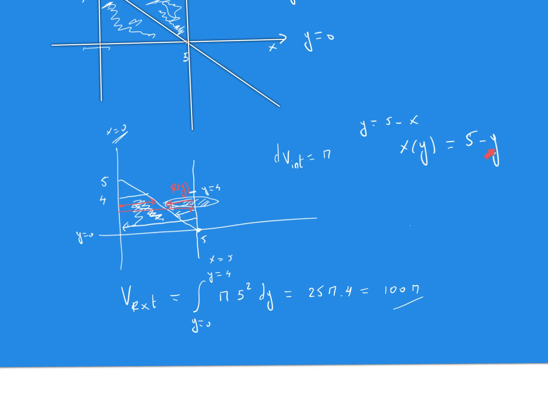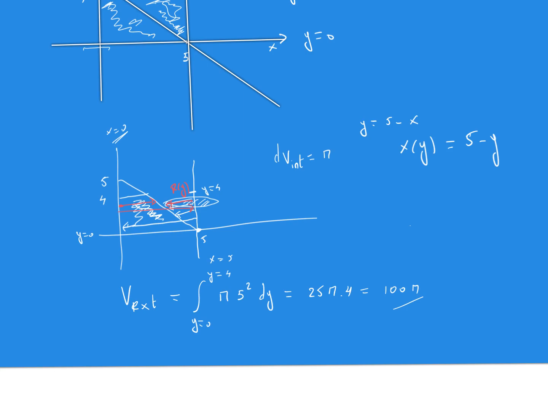When y equals 0, x equals 5. When y equals 5, x equals 0, this point. And when y equals 4, x equals 1. This is 1. Okay, this equation is correct.